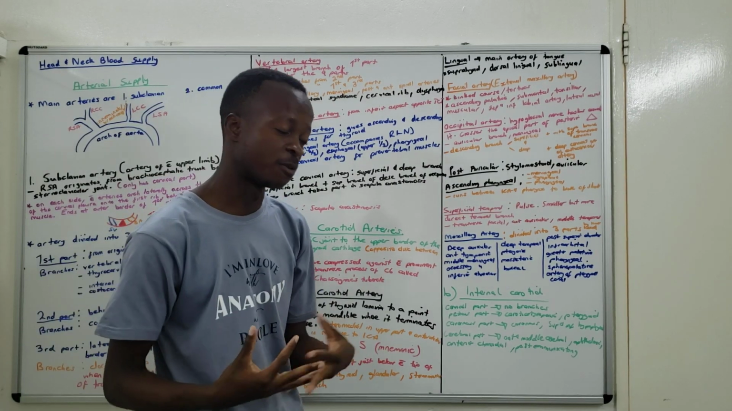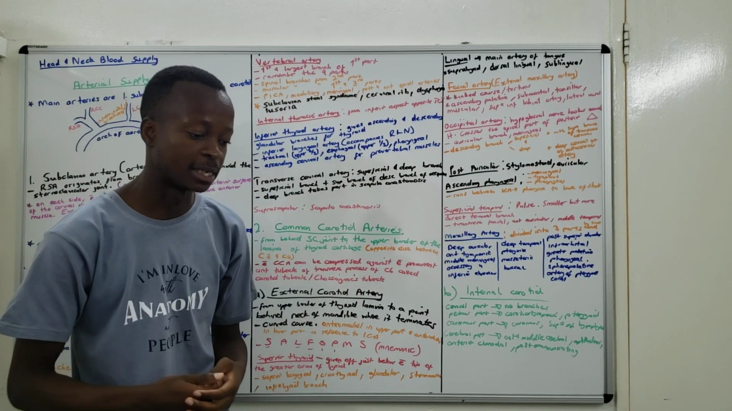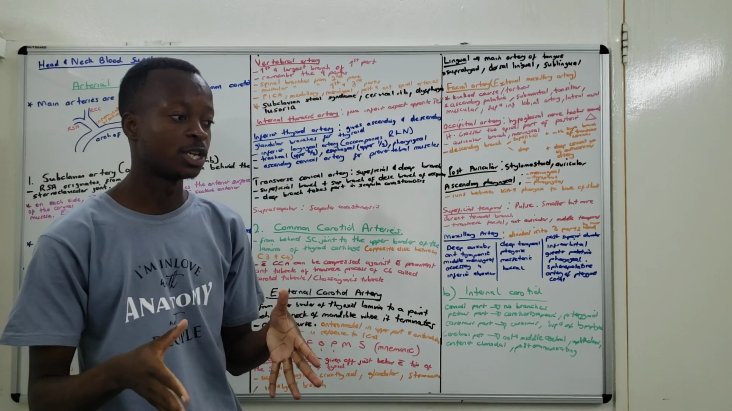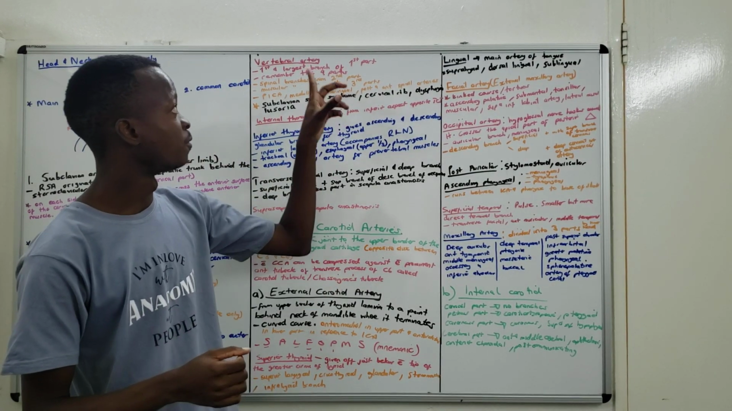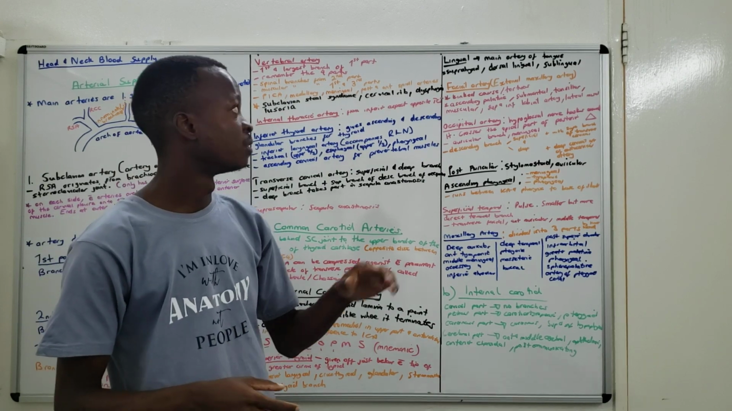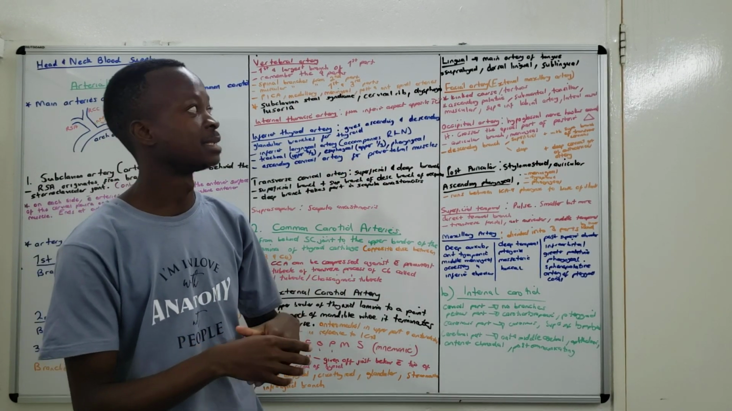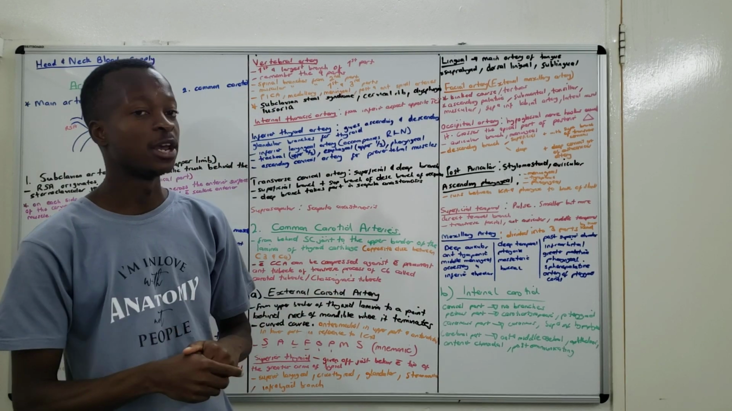And with reference to the vertebral artery, there's something known as subclavian steal syndrome, where if you have a blockage proximal to where the vertebral artery is given off, the vertebral artery will simply steal the blood that is already in the axillary system and redirect it all the way to the brain.